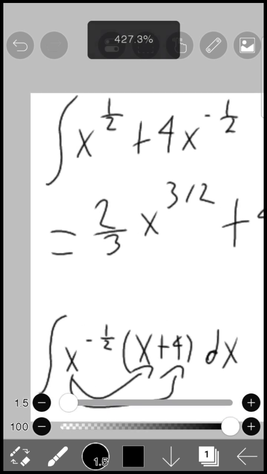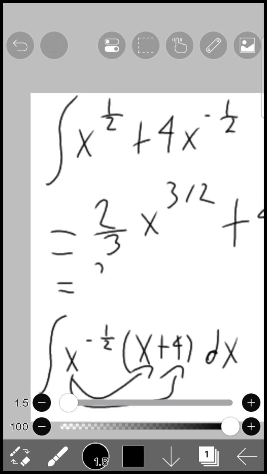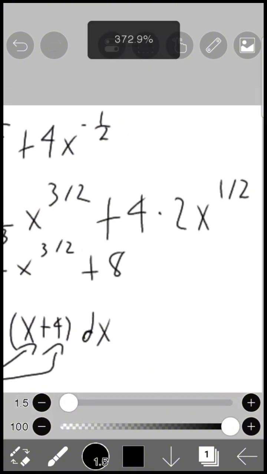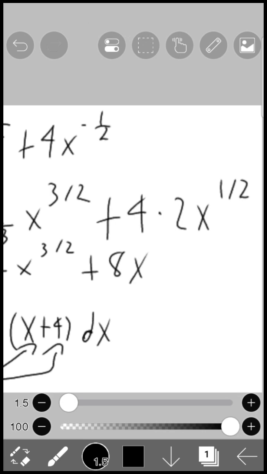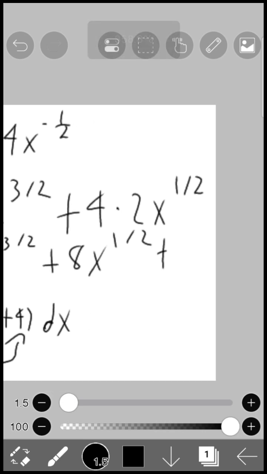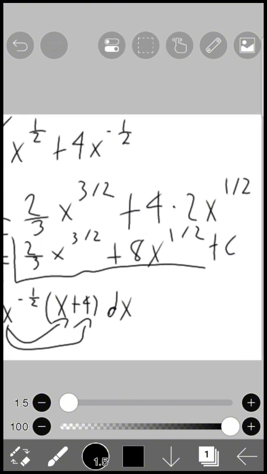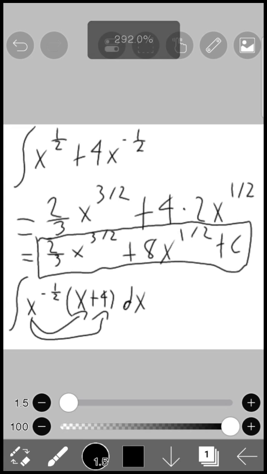So therefore, our final expression is 2 all over 3 x raised to the power of 3 all over 2 plus 8x raised to the power of 1/2. And don't forget the plus c. There we go. And that is our answer for today's integral. Pretty fun, right?